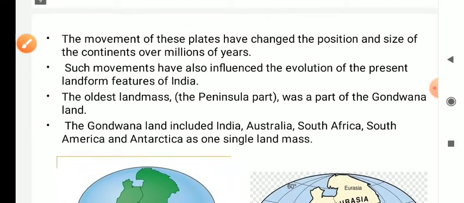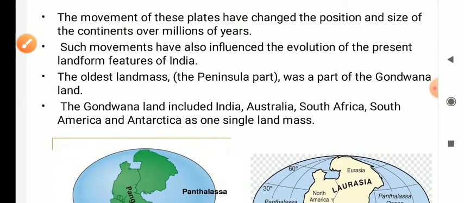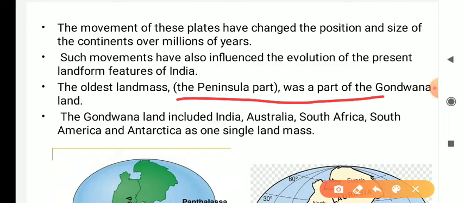The movement of these plates has changed the position and size of the continents over millions of years. It means the movement of plates is not visible in one year, but it can be measured in millions of years. It takes millions of years to move a very significant distance. The oldest landmass, the peninsular part, was part of Gondwanaland.